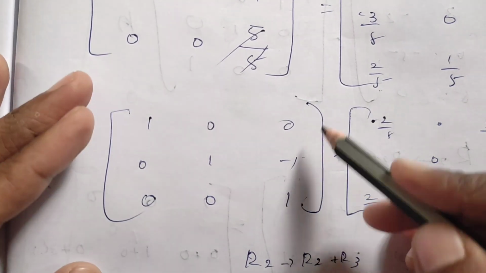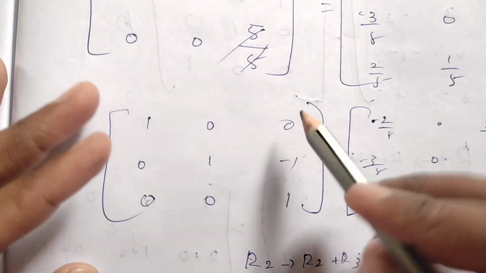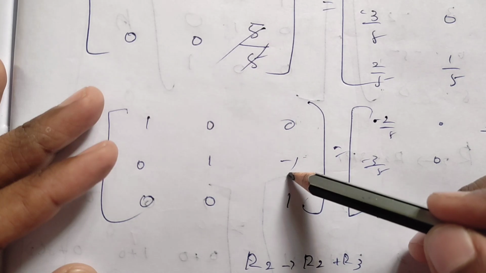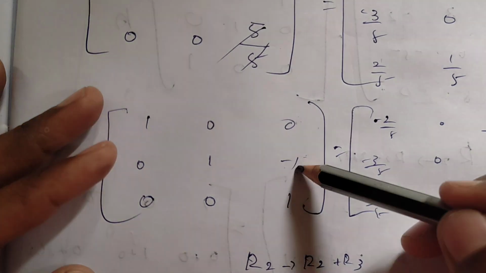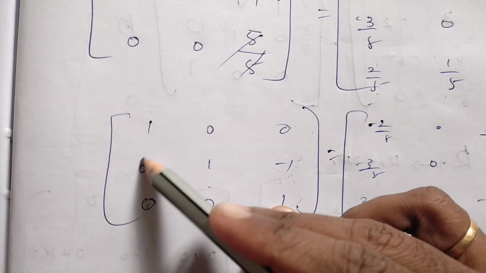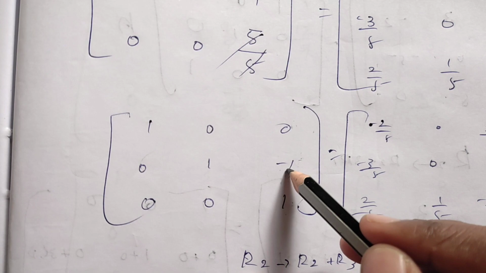So our next step is we have to make this element 0 and this element 0. Already we got this element 0. So we'll move with this. Minus 1 plus 1 will become 0. So R2, this row 2 plus row 3 will give you this element 0.